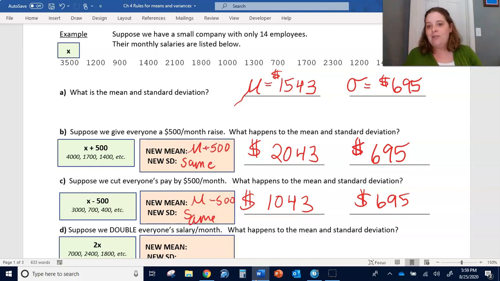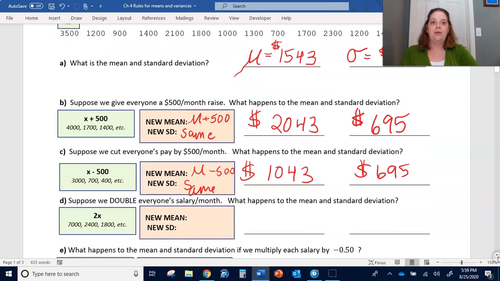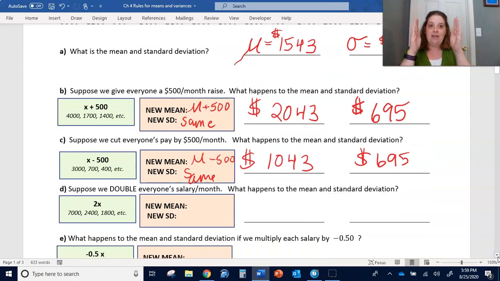All right, so let's say we take everyone's salary and this time let's double it. Now let's make a prediction about what's going to happen here. If I double all the numbers, like if I had the numbers 1, 2, and 3, they would become 2, 4, and 6. So it feels like it's going to probably get wider.